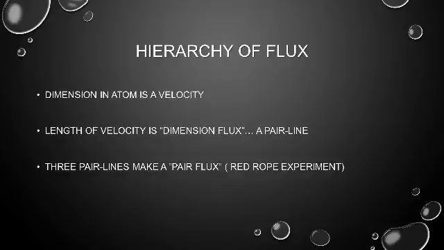Now, part of my theory I'm presenting to everybody is that there's a hierarchy of flux. So there's a dimension in the atom, as I've said in earlier lectures, 3 dimensions, and each one is a velocity. There's 2 space-like dimensions and 1 time-like dimension, and each of them is a velocity-like property. Now, the length of that velocity in meters is a flux, and it's called a pair line, the dimension flux. But also in the hierarchy, there's the pair flux, which is 3 pair lines, and that makes up one of those red ropes I showed you.